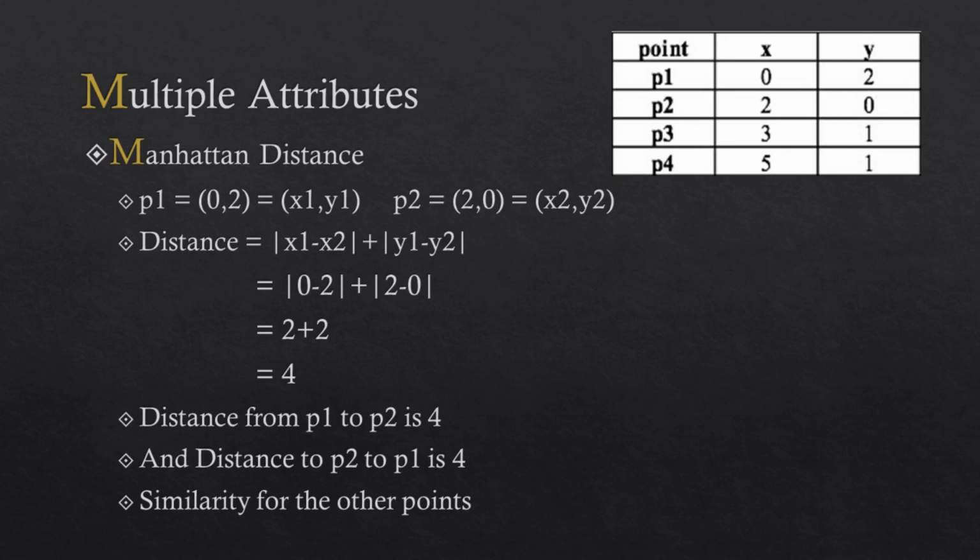We need to substitute all the values first to proceed to the next solving process. So in here we can see that the value is already substituted, and we can easily add 2 plus 2 and get the exact answer that we wanted, which is 4. So we can come to the conclusion that the distance from point 1 to point 2 is 4, and the distance from point 2 to point 1 is also 4. In there we can see the similarity of the points.